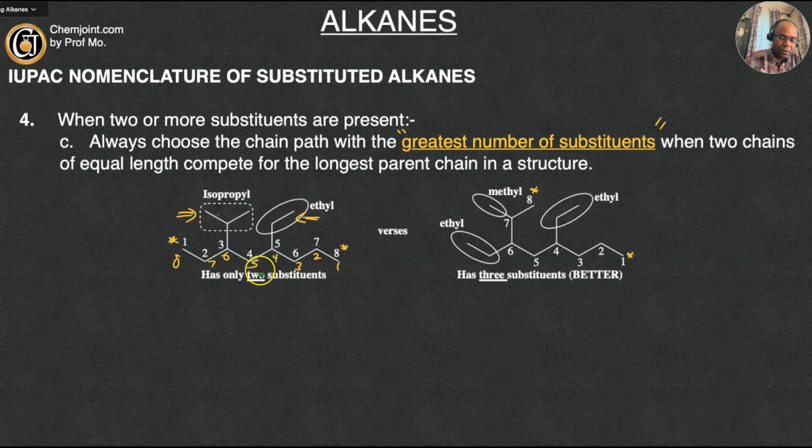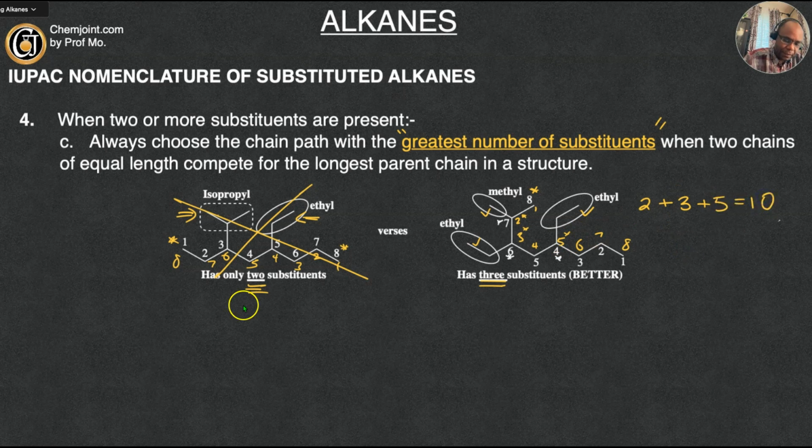So this gives me 2 substituents. But in this one, if I go this way, or I even number it like this, I'll always end up with that not numbered, not numbered, not numbered, not numbered. I have 3 substituents. This is the correct consideration of numbering. So we get rid of this. We want to go with the one with the greatest number of substituents. With the yellow numbering, I have something on 2, so it's 2 plus something on 3, and then something on 5.